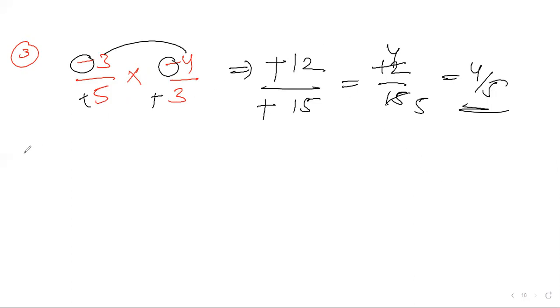Okay, answer. Simple. 5 3s are 15, right? You'll get the answer. After that, if you want to simplify, you can simplify. Nothing wrong in that.